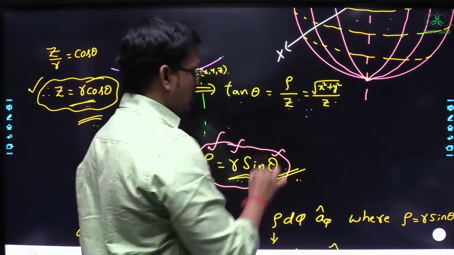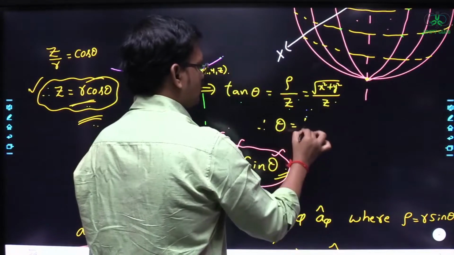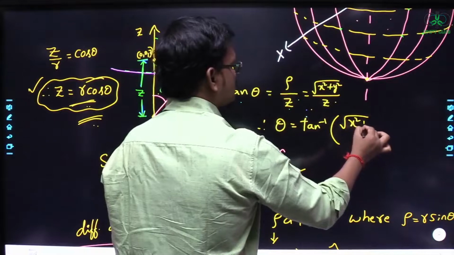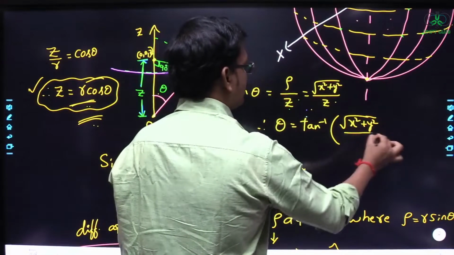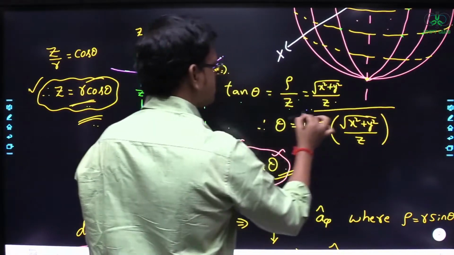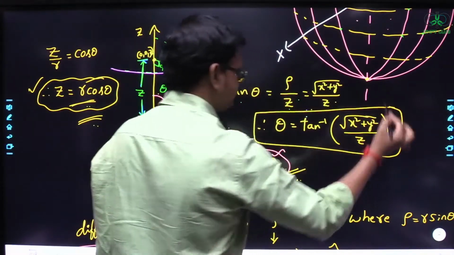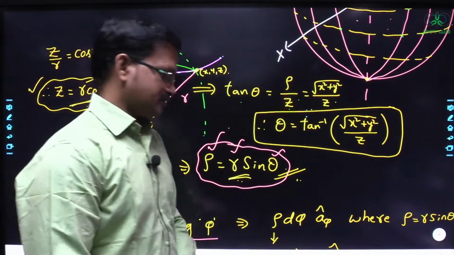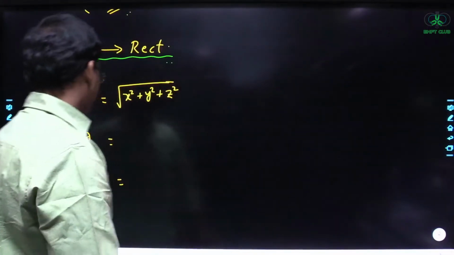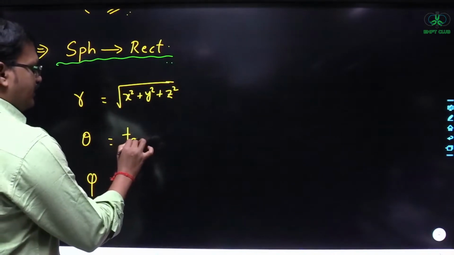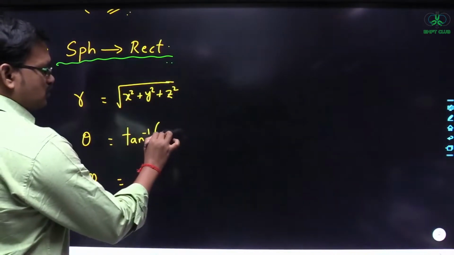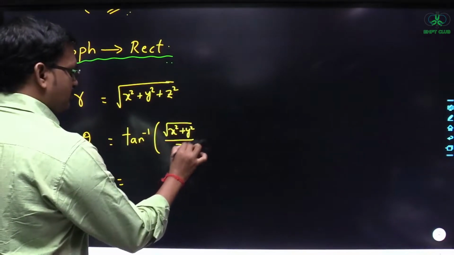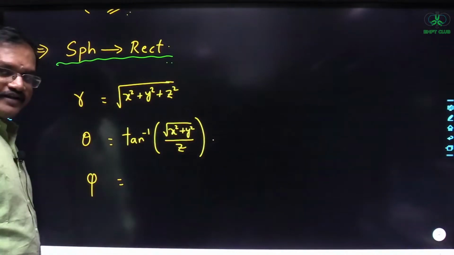Therefore theta is equal to tan inverse of the square root of x square plus y square, divided by z. So this is theta in terms of the rectangular coordinate system. We can represent theta as tan inverse of the square root of x square plus y square divided by z. Right.